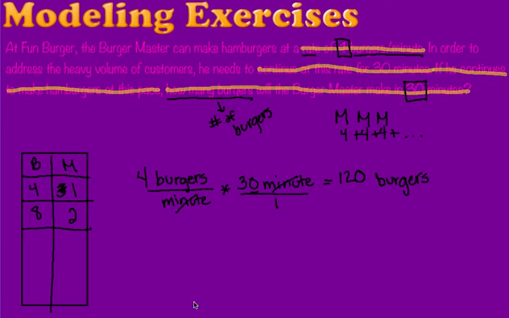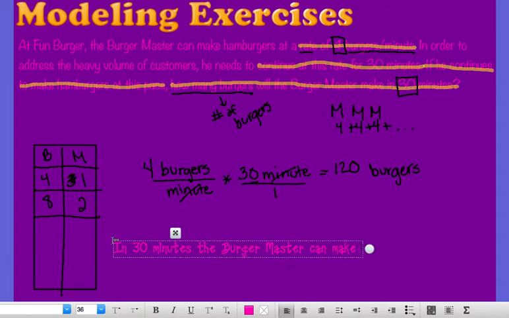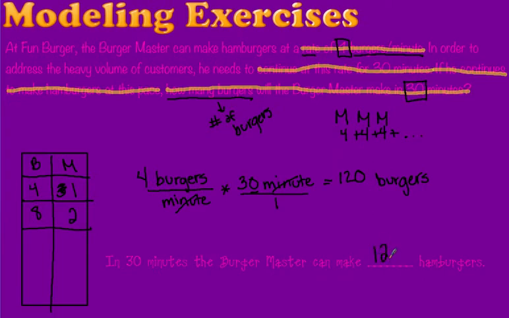So I should have written my sentence before, but I forgot. So my sentence would have looked something like this. In 30 minutes, the burger master can make blank hamburgers. Okay, and then now I know from my answer that he can make 120 burgers.